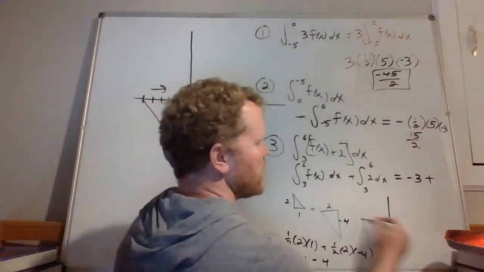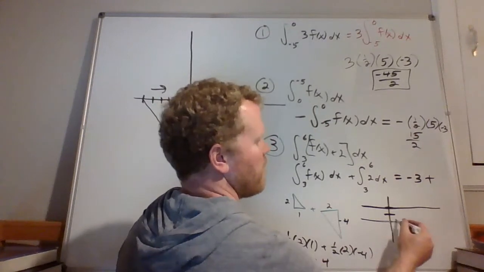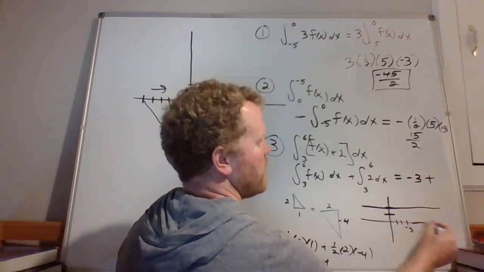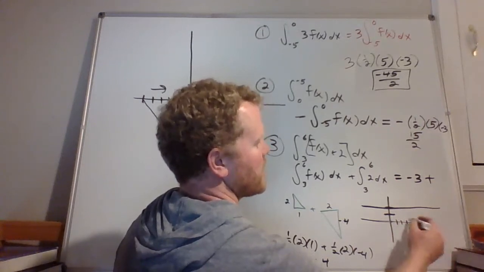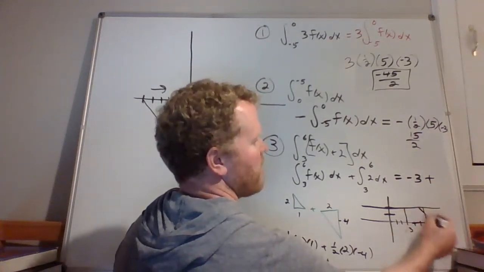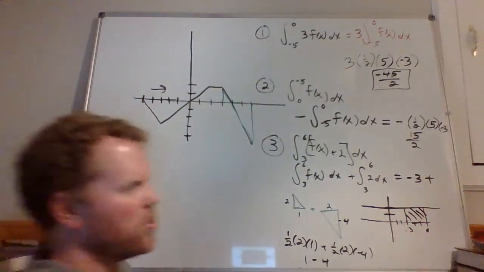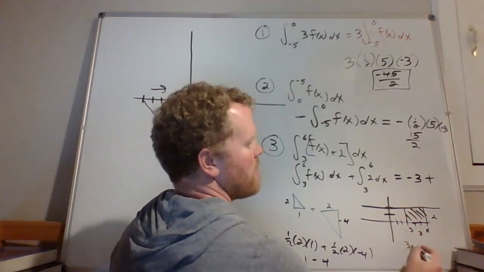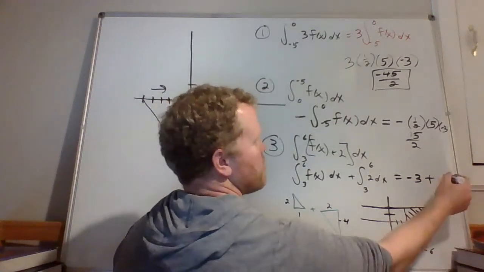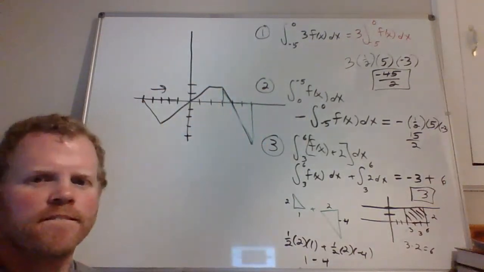Well, 2 is just this function. And if we're going from negative 3, 4, 5, 6, or sorry, not from negative 3, from 3 to 6, you're basically just talking about a rectangle that's 3 long and 2 high. So 3 by 2 is 6, plus an extra 6, that's just 3. That's it.